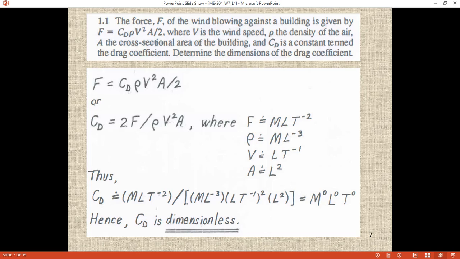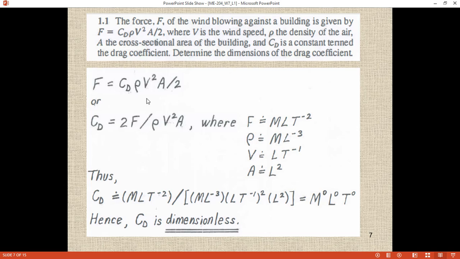So determine the dimension of the drag coefficient. Technically we know the drag coefficient has no units, so when we end up with this solution, we should end up with a dimensionless number. So let's see here. The drag force F is equal to CD rho V square A by 2.